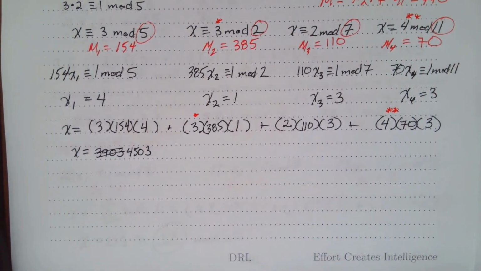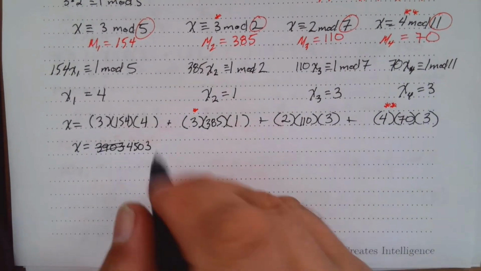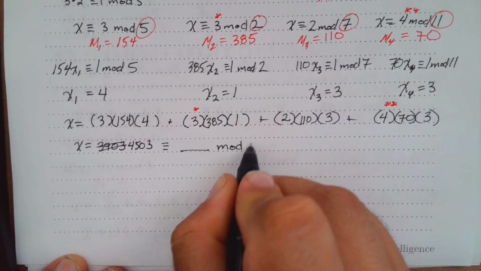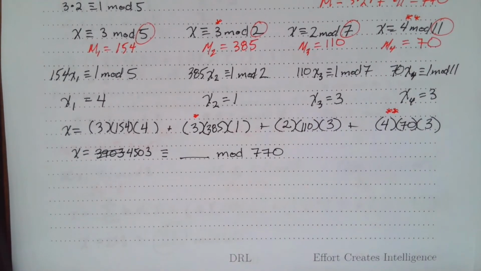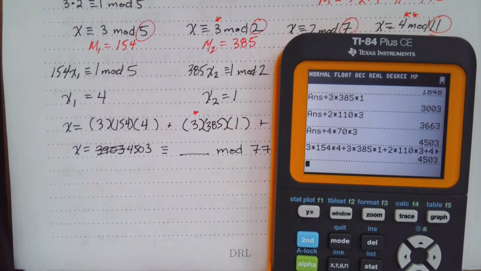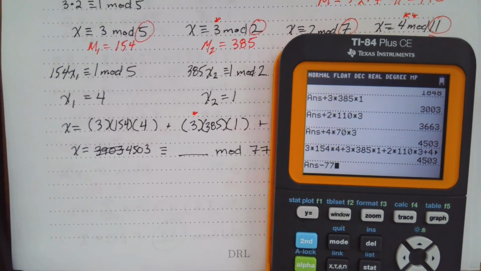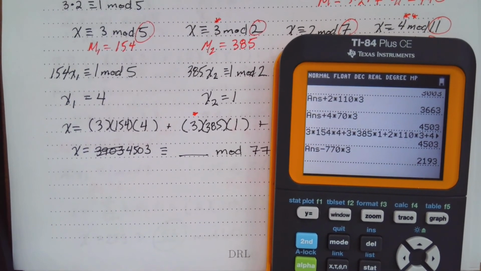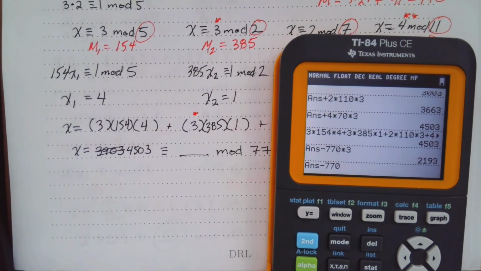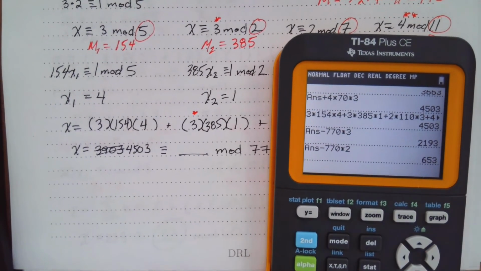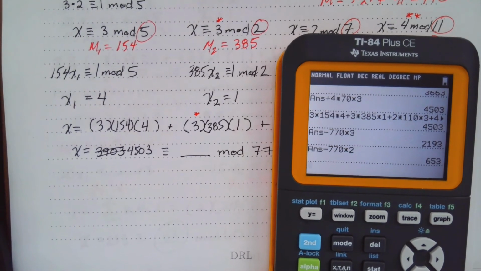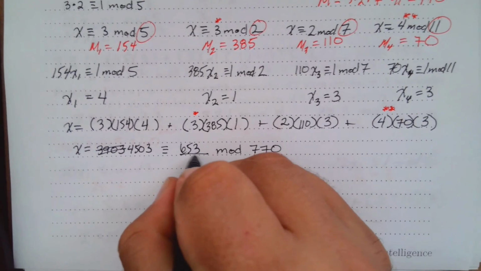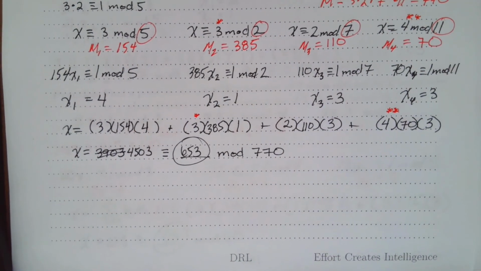So there we are with 4503, and that's going to be equivalent to something mod 770. Okay, well, how can we do that? Well, from that 4503, let's subtract 770 times 3. That's 2193, and let's subtract 770 times 2. That's 653. And 653 is less than 770, so this would be 653 mod 770.